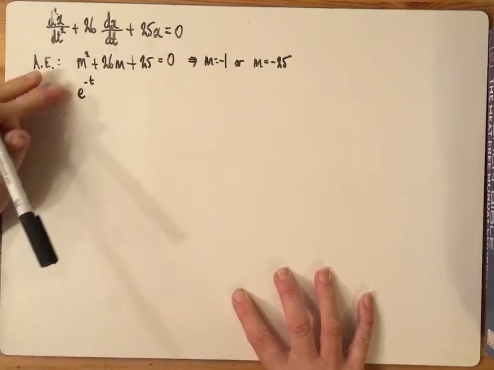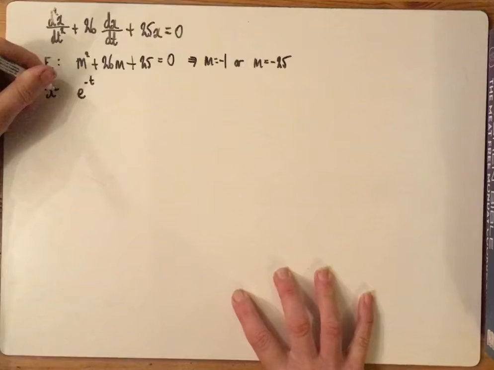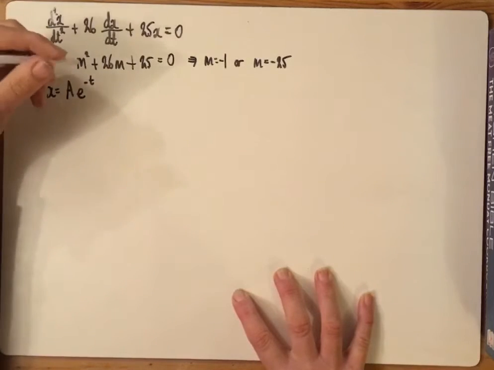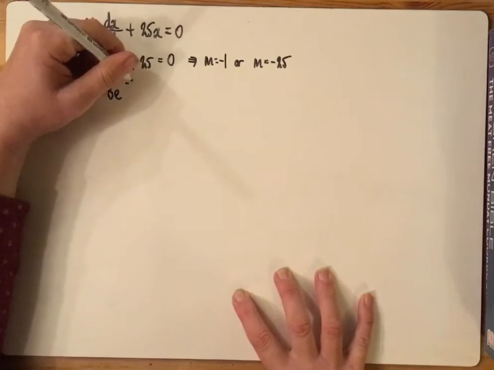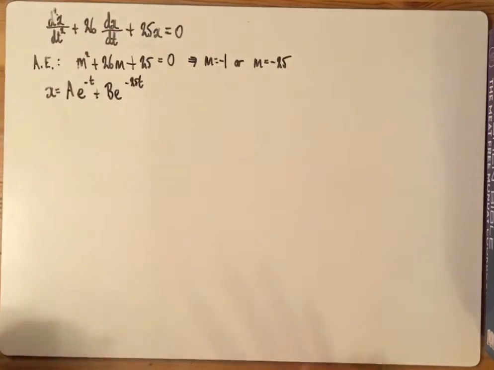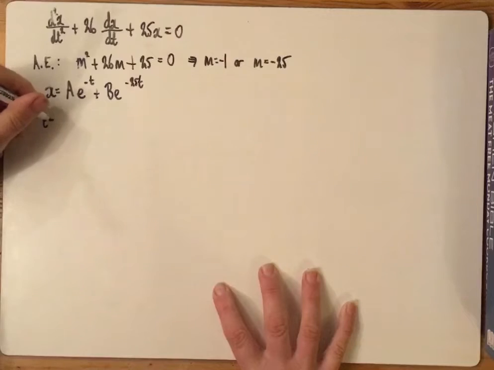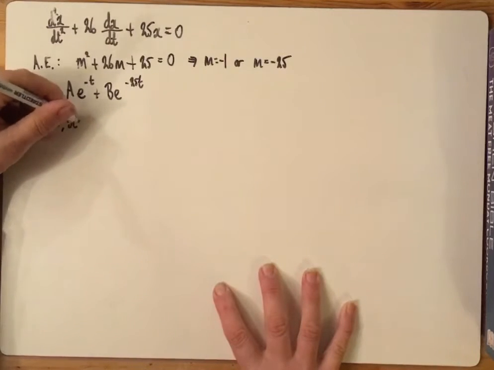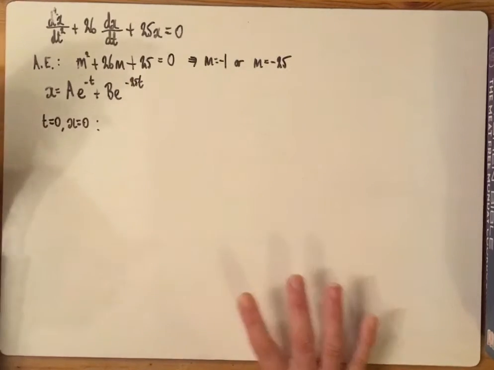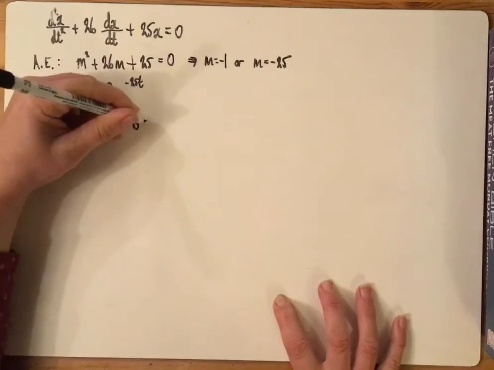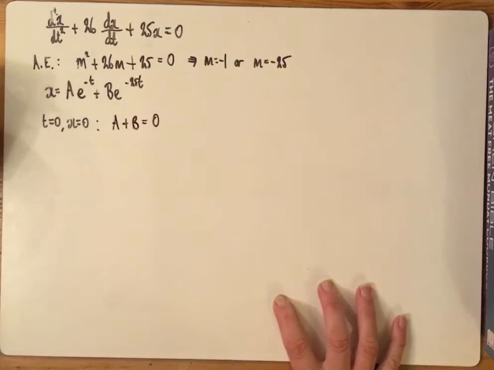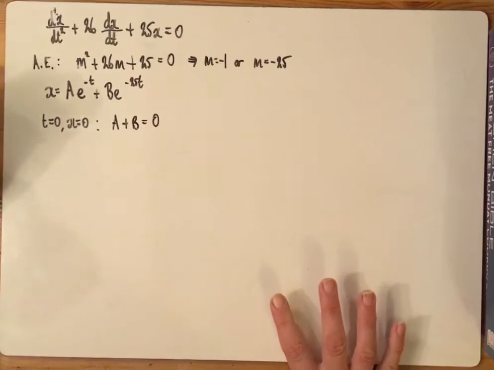Sorry, I forgot my constants. x is equal to a e to the minus t plus b e to the minus 25t. Then we can use those initial boundary conditions to find a and b. So t equals 0, x equals 0. That gives you a plus b equals 0. And we also know the velocity is 1 when t is 0.